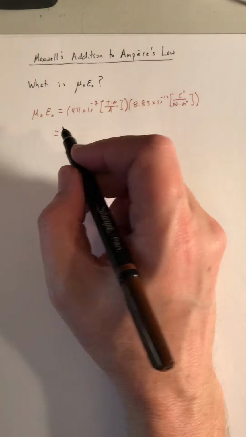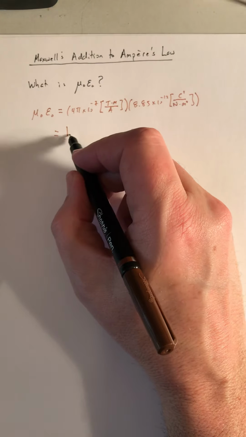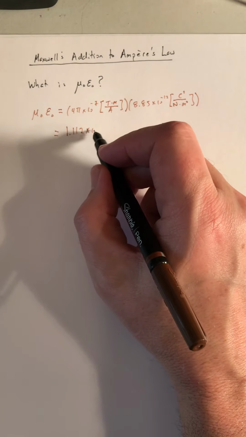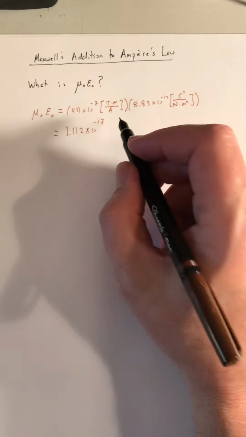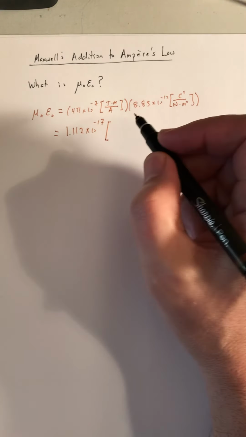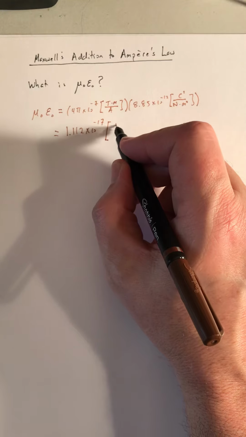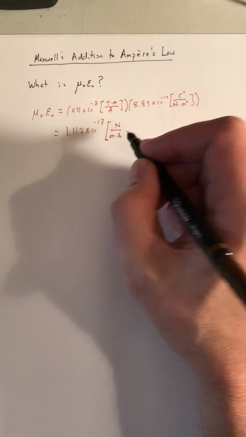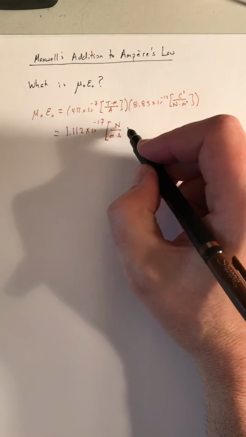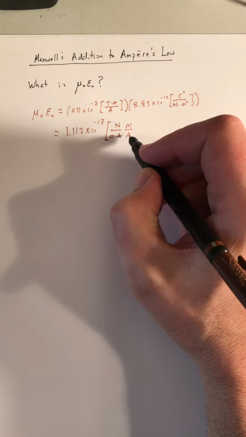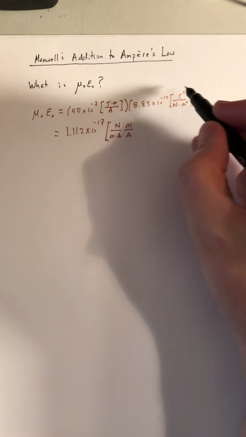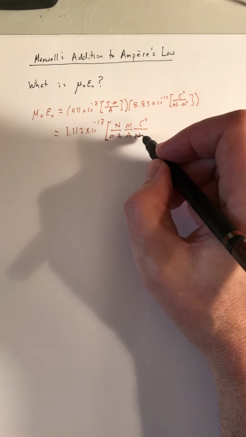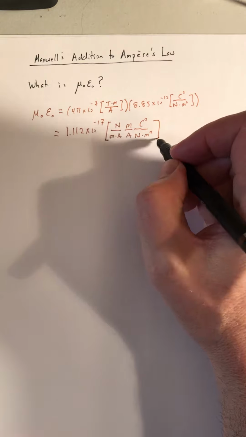So we multiply that out, keep a few decimal points here, 1.112 times 10 to the minus 17, and we have some god-awful units. So a Tesla is going to give us a Newton per meter per amp. I still have a meter per amp. And then from the permittivity, I've got Coulomb squared per Newton meter squared.